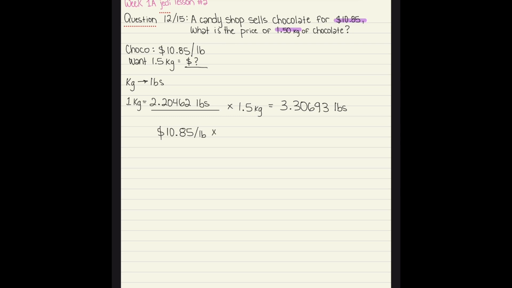So then, knowing that, we still have to convert. If we know it's 10.85 per pound, we then need to multiply by how many pounds we have, which is 3.30693, and that will give us a total of 35.880. So we know that now that 1.5 kilograms of chocolate at this candy shop will cost us $35.88. And the closest answer was $35.81, so that was the answer we chose.